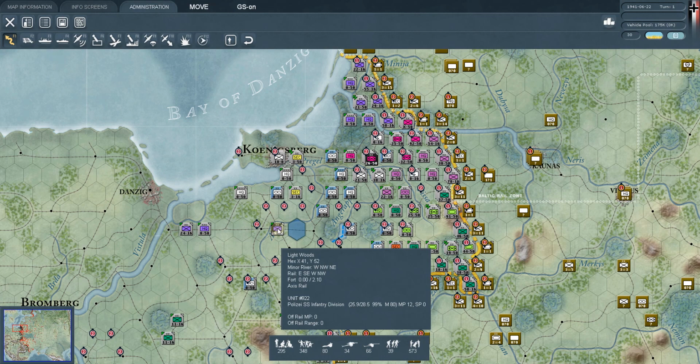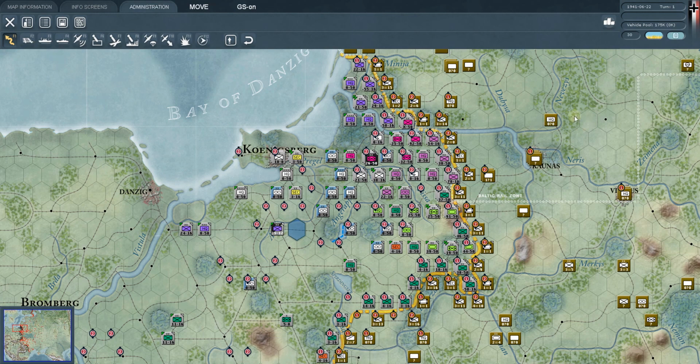So these tooltips will tell you so much about the hex, right? It tells you this hex is light woods. If you hover over a hex, it will tell you all about that hex: light woods, what the hex location is. Minor river is to the west, and you see that here. So this minor river is to the west.